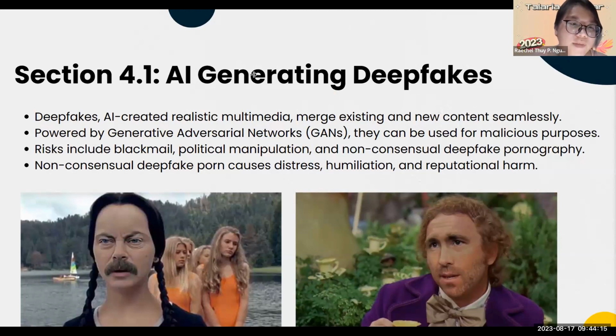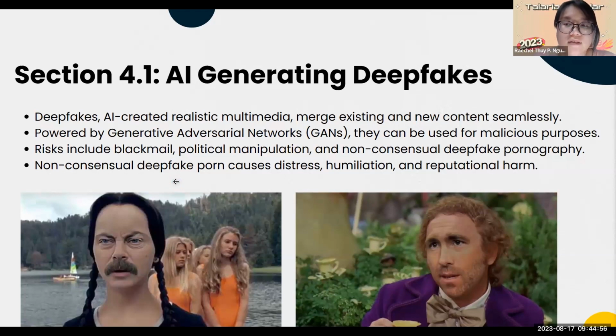Deepfakes are AI-created realistic multimedia that merge existing and new content seamlessly. For example, like these two pictures that you see here, it's not very real. It is powered by generative adversarial networks, shortened to GANs, and they can be used for malicious purposes. Risks include blackmail, political manipulation, and non-consensual deepfake pornography. Some non-consensual deepfake porn causes distress, humiliation, and reputational harm.